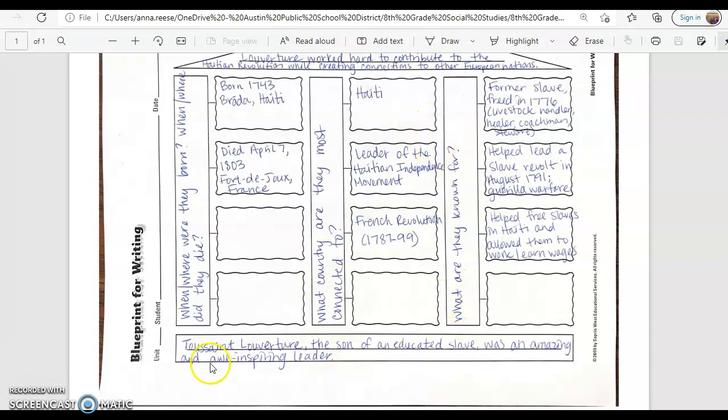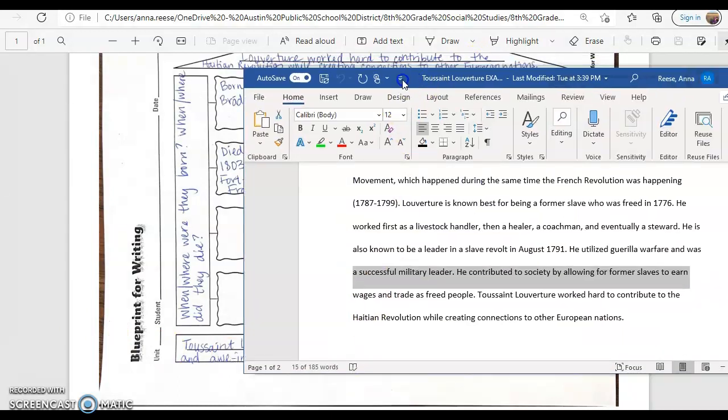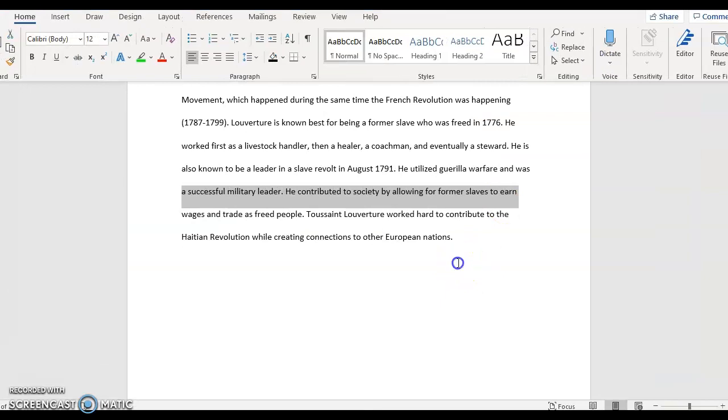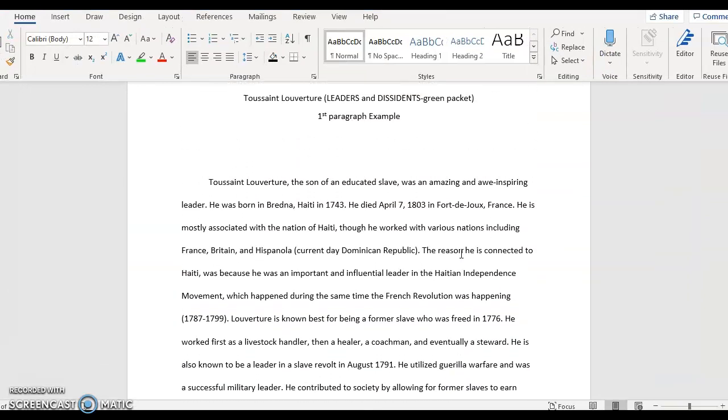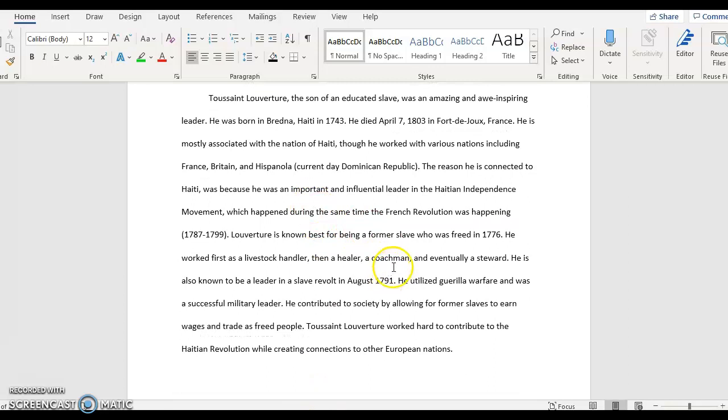So I'm going to show you now my example of a paragraph. Okay, so here is my first paragraph. And so obviously this is going to flow together into an essay, a 5-paragraph essay. This happens to be just the first paragraph. So let me read it for you.